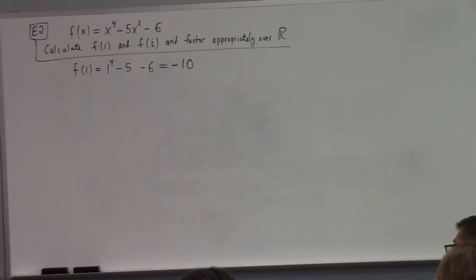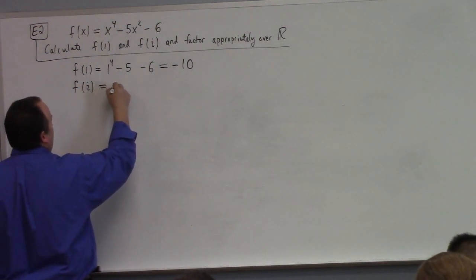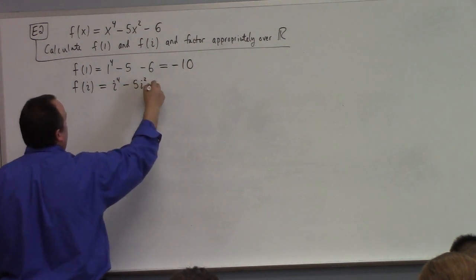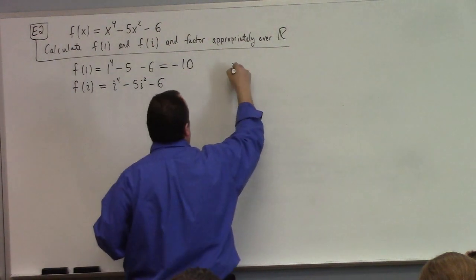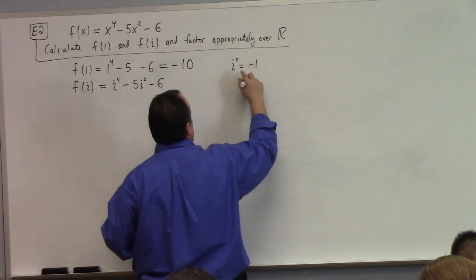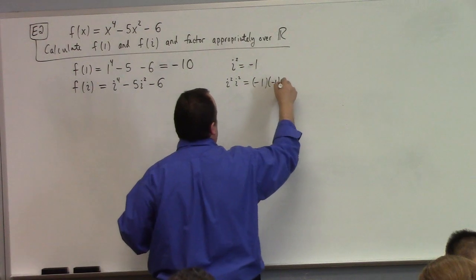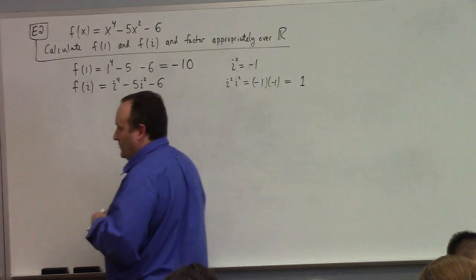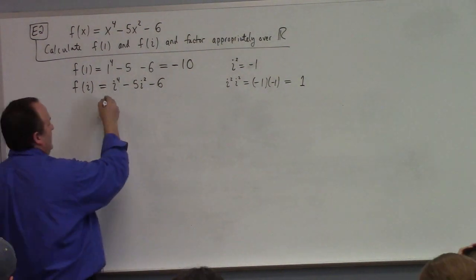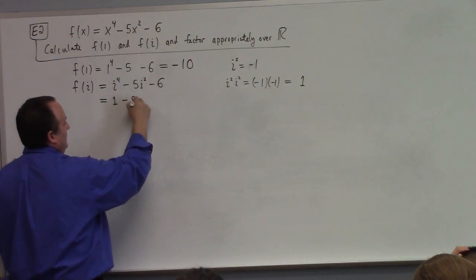All right, so how about f of i? How do we do that? That would be i to the power 4 minus 5i squared minus 6. Now let me tell you how i works. i squared is minus 1, by definition. So what's i squared times i squared? It's minus 1 times minus 1, which is just 1 again, right? So what does this mean? We're looking at 1, minus 5, what's i squared?